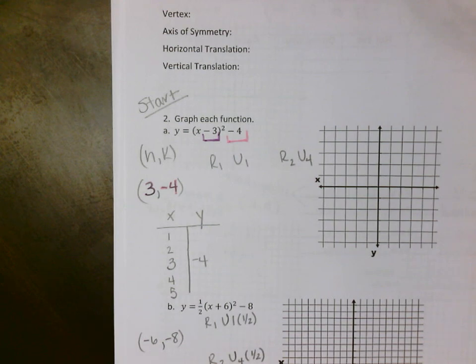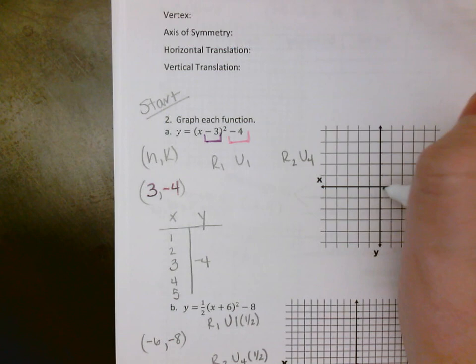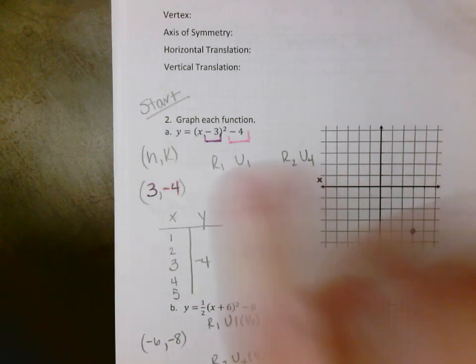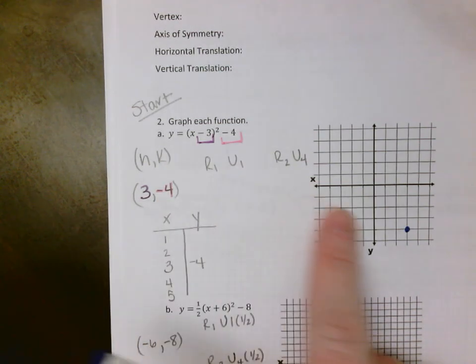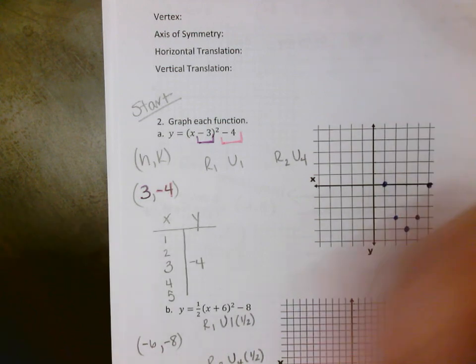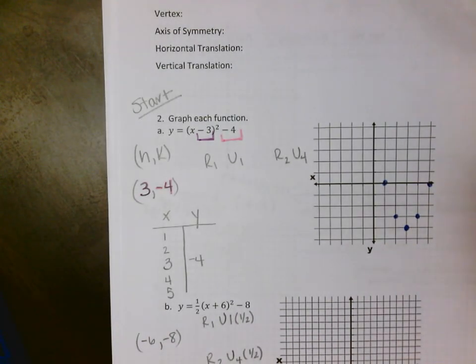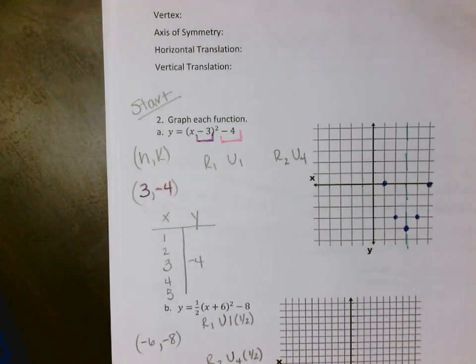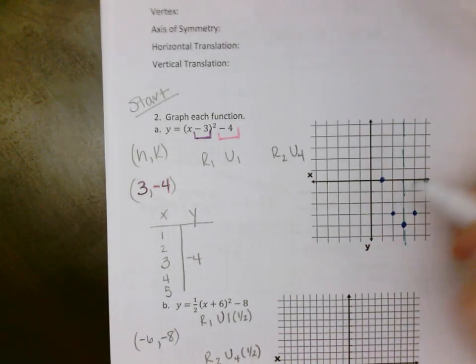So what I would do is I would come and graph my point. 3, negative 4. 1, 2, 3, 4. And because I have a positive a, I'm going to go right 1, up 1. Right 2, up 4. 1, 2, 3, 4. Right or left 1, up 1. Or I'm going to mirror. And that axis of symmetry, it's really nice to have it because that's your mirroring line. So if you can't see it, I drew it in there. And then you just connect your graph.